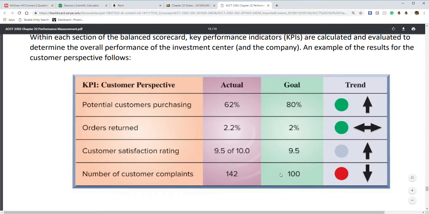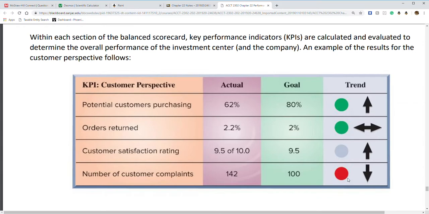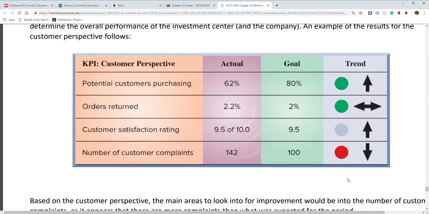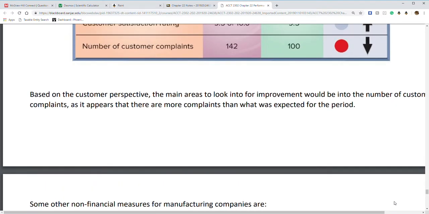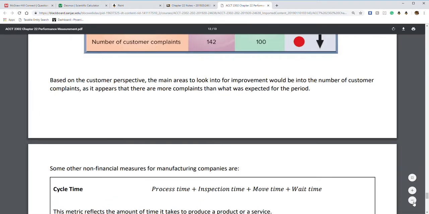Here we definitely want to reduce. If the actual complaints, which is a bad thing, it's something that's a red light. That's something that we need to work on. Okay? So, that's one of the ways that we look at it.